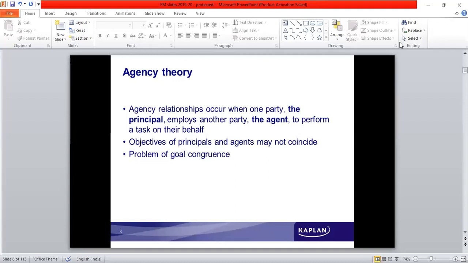Affairs of the company, managing the affairs of the company, running the business on behalf of the owner. So they play the role of an agent. So the agency relationship: the agents, on behalf of the owners, run the business and take decisions for the owners so that they can maximize the profit of the shareholders.